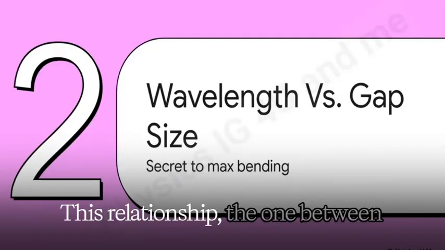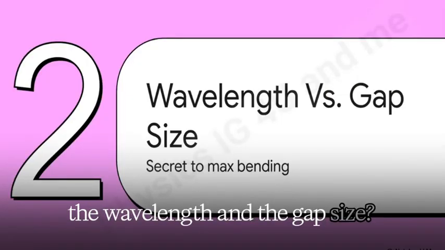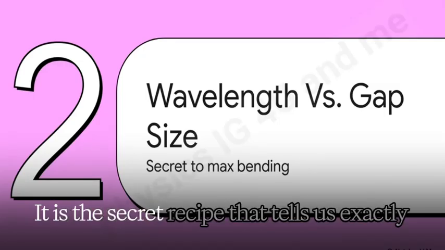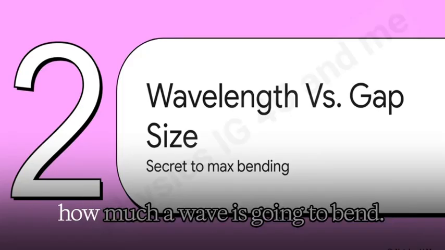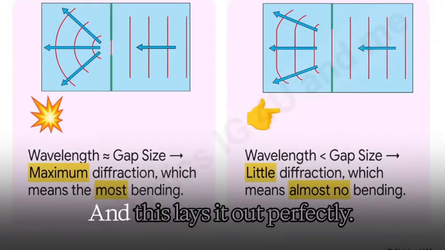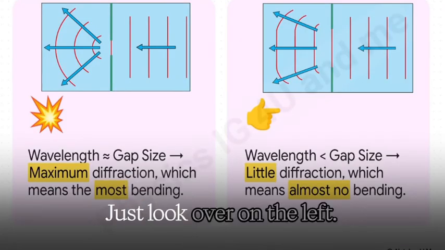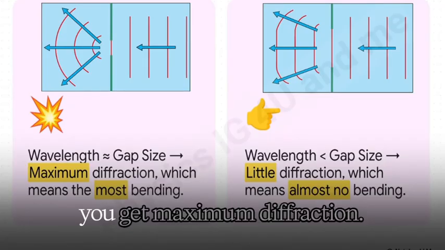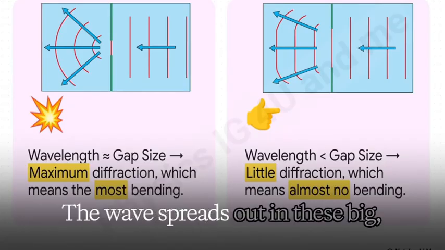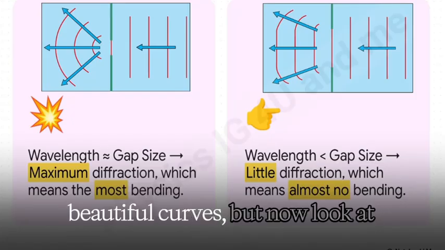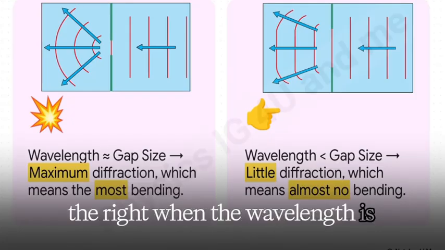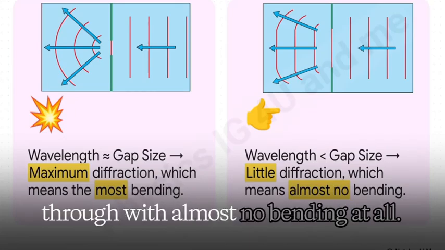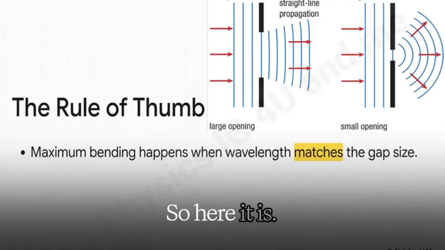And this relationship, the one between the wavelength and the gap size, well, that's the absolute key to the whole thing. It is the secret recipe that tells us exactly how much a wave is going to bend. And this lays it out perfectly. Just look. Over on the left, when the wavelength is about the same size as the gap, bam, you get maximum diffraction. The wave spreads out in these big, beautiful curves. But now look at the right. When the wavelength is much, much smaller than the gap, the wave just kind of sails right through with almost no bending at all.